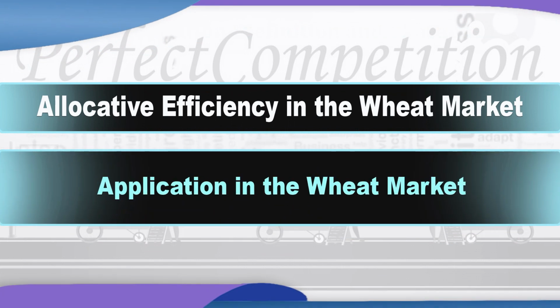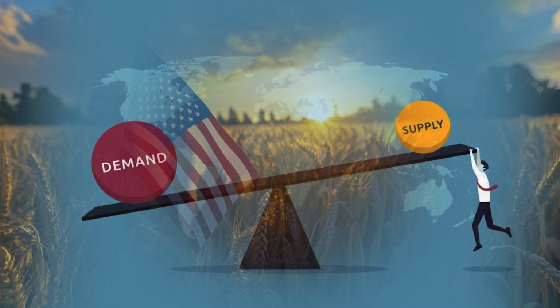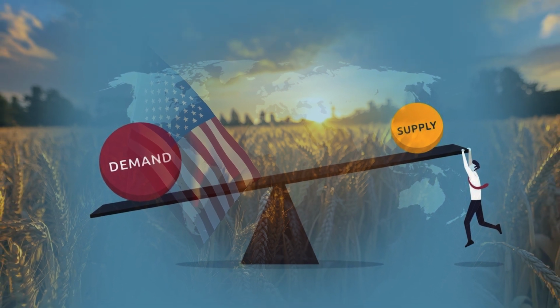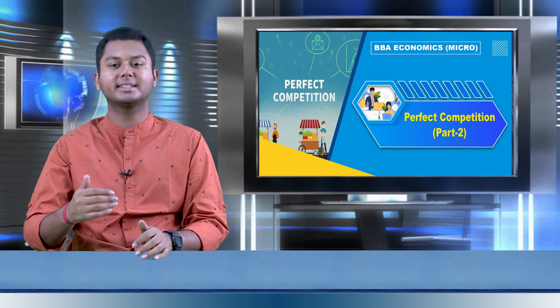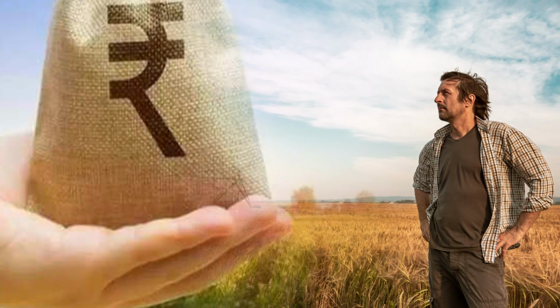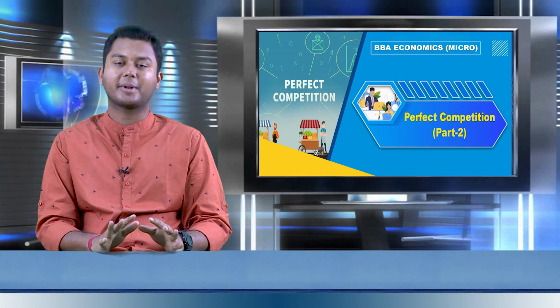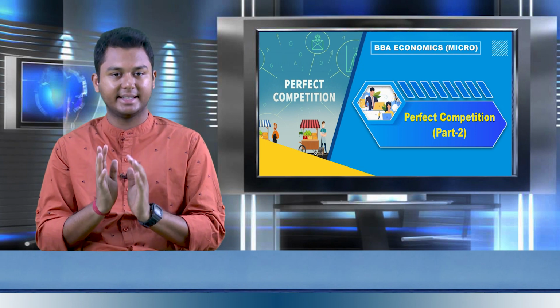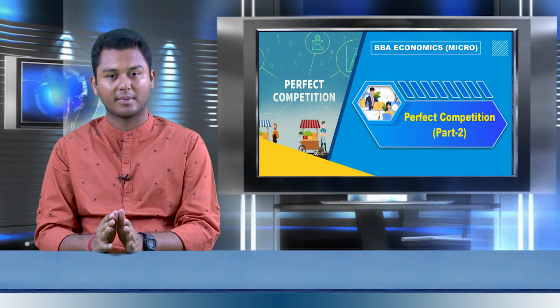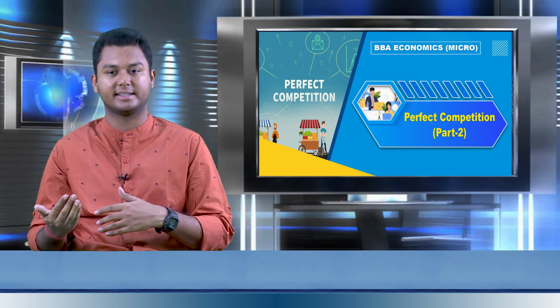If we apply this definition to the wheat market, then in the wheat market the price is set by the interaction of global supply and demand. Individual farmers adjust their production levels so that the cost of producing the last bushel of wheat equals the market price. The price of wheat reflects its value to consumers, who are willing to pay the price based on their preferences and needs.